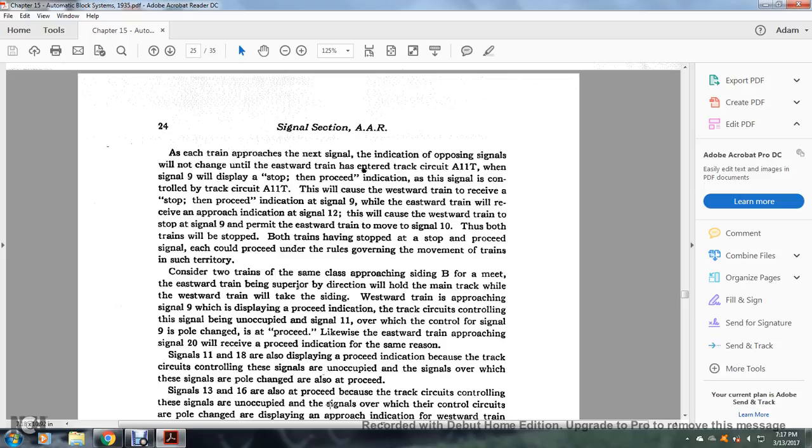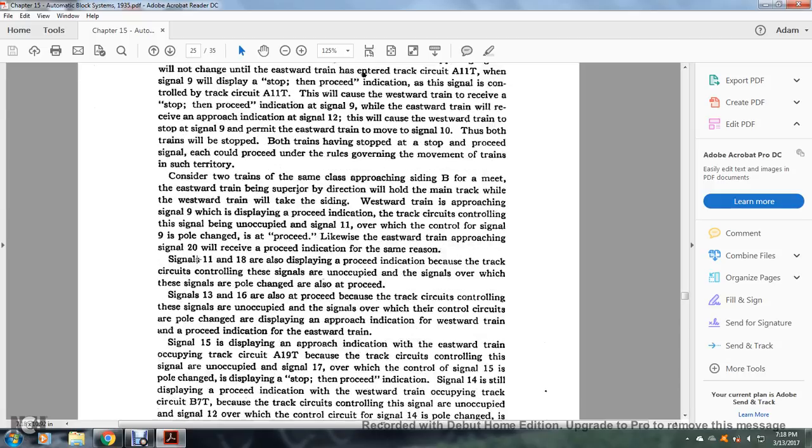This will cause the eastward train to receive the approach indication of signal 12, then will cause the westward train to stop at signal 9, permitting the eastward train to move to signal 10. Both trains will be stopped, but the trains have stopped at the stop, then proceed with each of the trains under the rules governing the movement of trains in such territory.